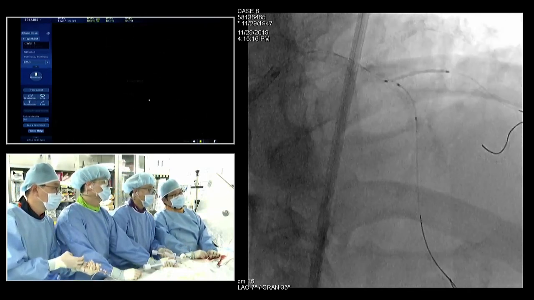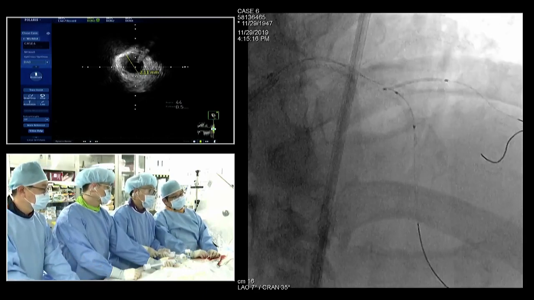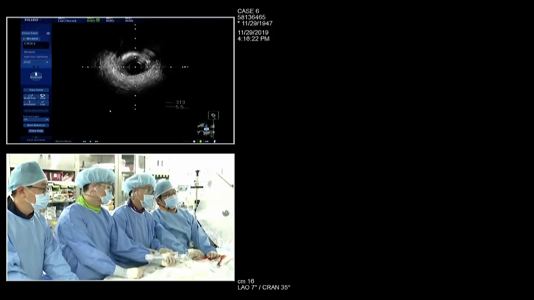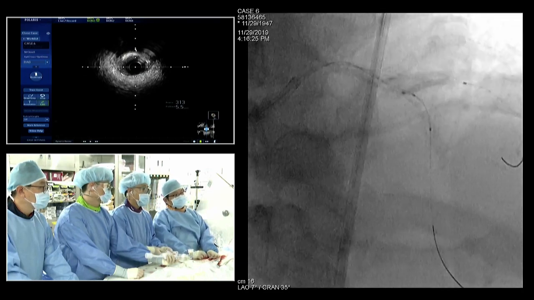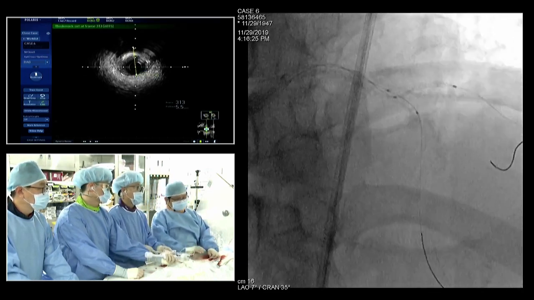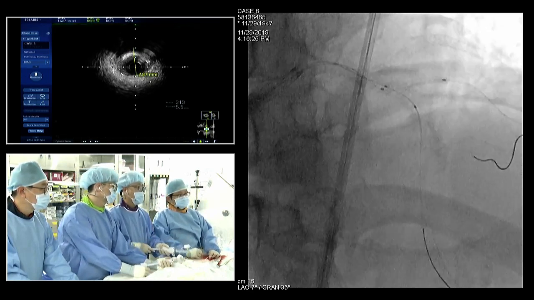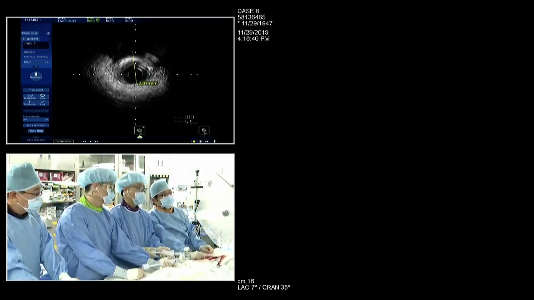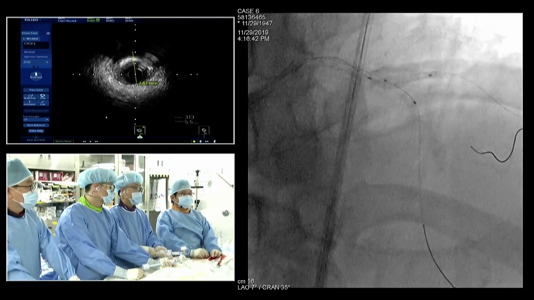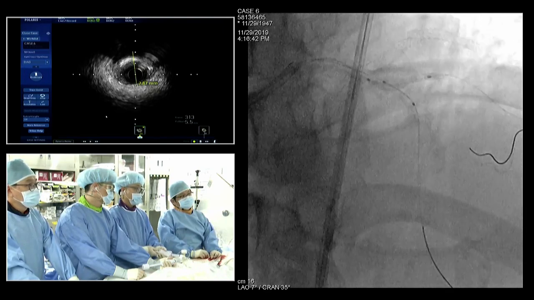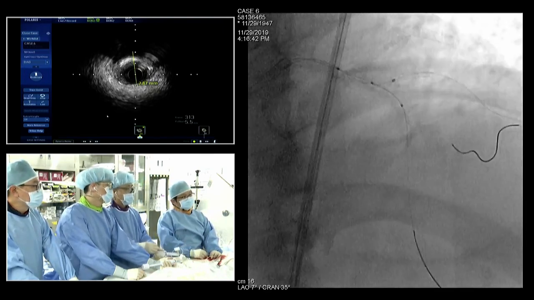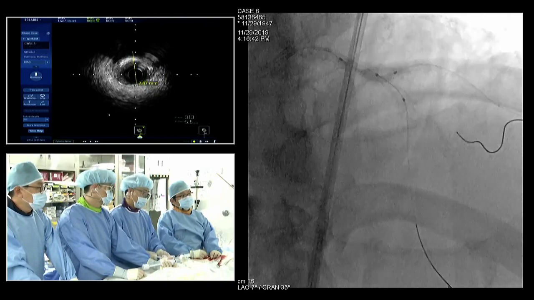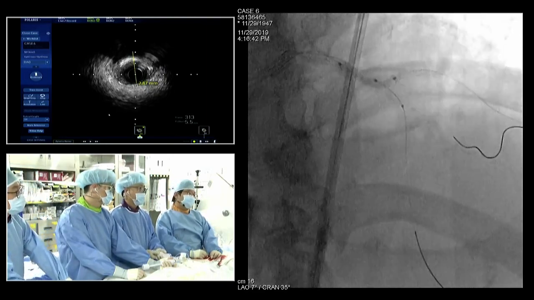The stent, diagonal with 6. Yes, 6. 8. Okay, deflation. Long duration. This is the diagonal branch. Okay, diagonal branch 8, 10. Deflation. 14, the ostium of the diagonal branch, 14. 16, 18. Deflation.